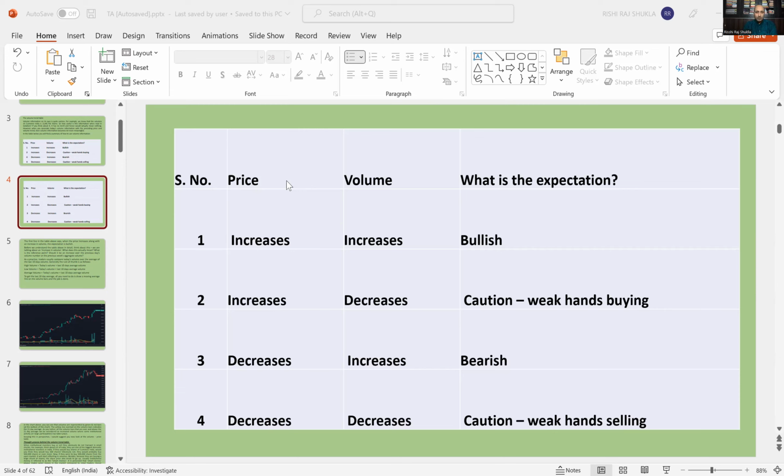Fourth situation, just the opposite of the third one, where price decreases and volume also decreases. That means only weak hands are selling. Smart money is not selling or not present in the selling. That is why there is below average volume. So we understand all four propositions: how smart money and individual investors play in the price movement of any stock.